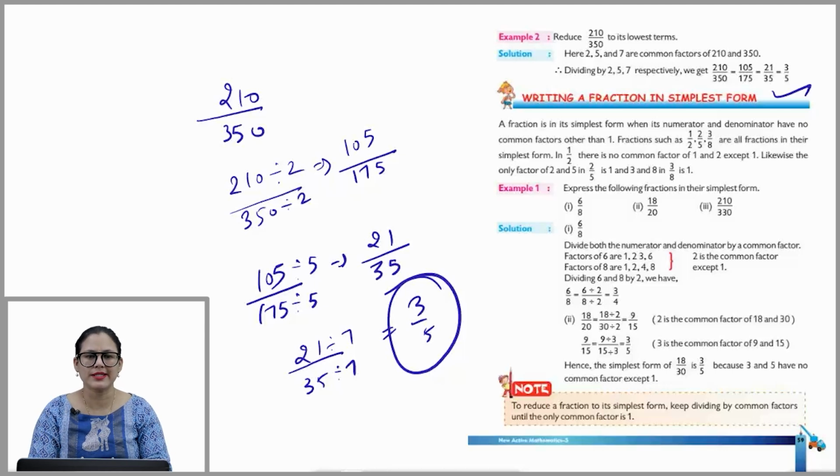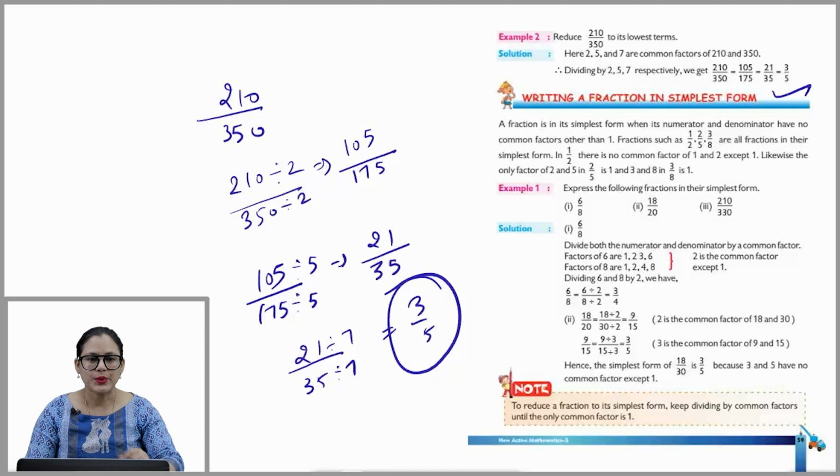Writing a fraction in simplest form. A fraction is in its simplest form when its numerator and denominator have no common factors other than 1. Fractions such as 1 by 2, 2 by 5, 3 by 8 are all fractions in their simplest form. In 1 by 2, there is no common factor of 1 and 2 except 1. Likewise, the only common factor of 2 and 5 is 1, and of 3 and 8 is 1.